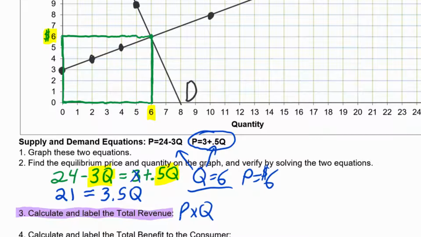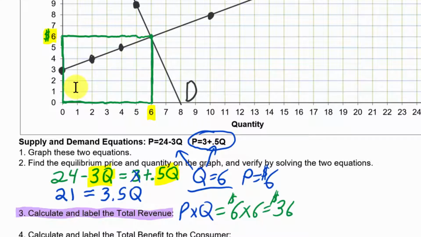Well, first, the formula price times quantity is the same as the area of this rectangle. The formula for the area of a rectangle is base times height. And so here we see the base is 6 and the height is 6. 6 times 6 is $36, right? So $6 times 6 units equals $36. That's pretty straightforward. Another way to think about why this is the total revenue is each of these little boxes here. Think of those as $1. And if we count up the boxes, we get $36.